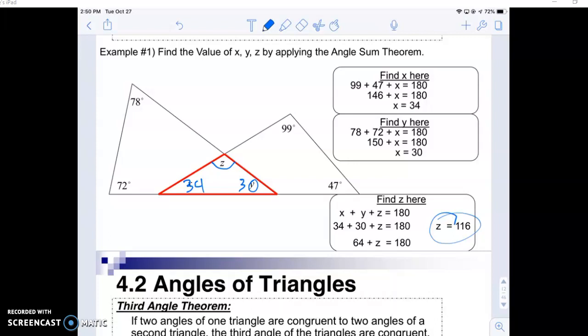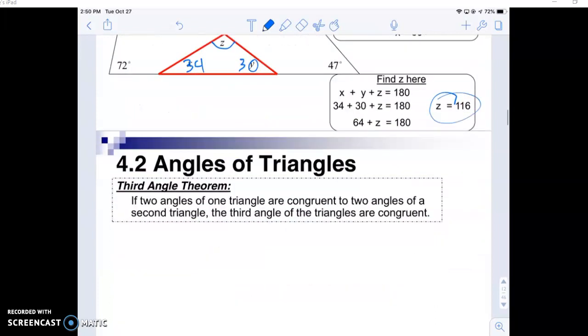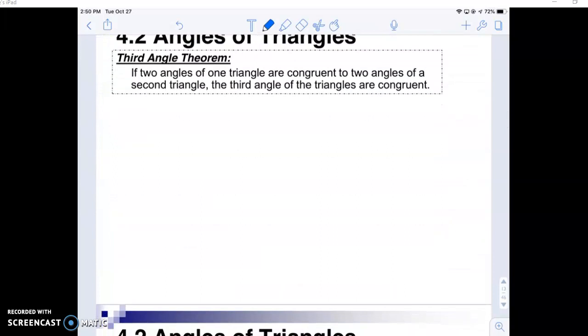Split it up into different triangles, and then knowing that all angles of a triangle add up to 180, you can figure out a lot of things. Next theorem, we have what's called the third angle theorem.